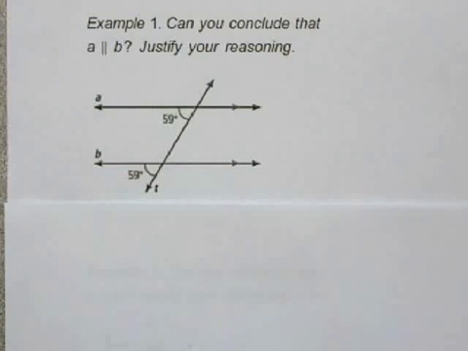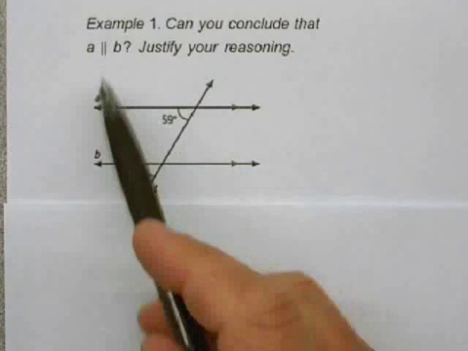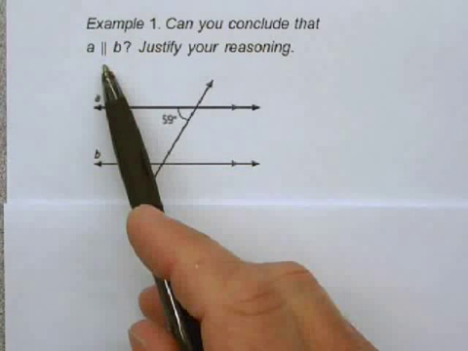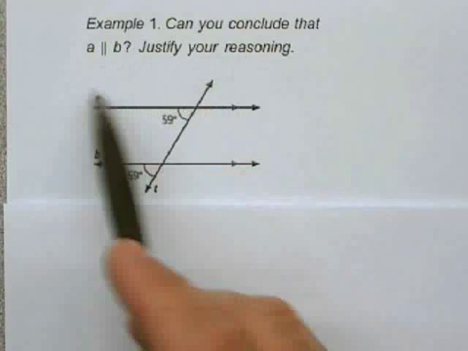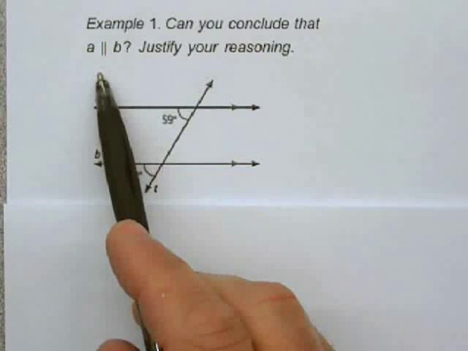In this video, we're going to use some logic to prove that line A is parallel to line B. So let's just talk about a couple of things here. The first thing I want to alert you to is this symbol, these two vertical lines, is read as "parallel to." And so this sentence reads, can you conclude that A is parallel to B?